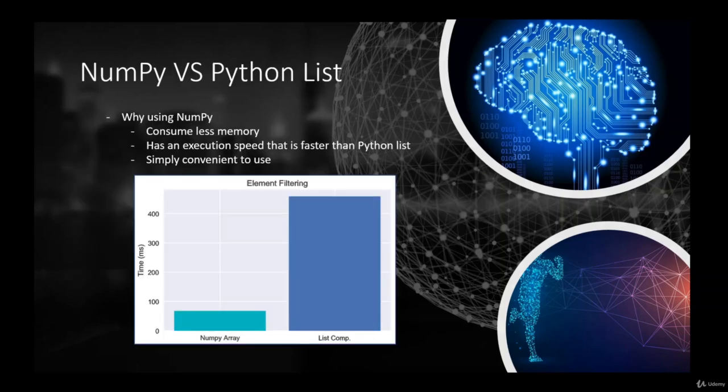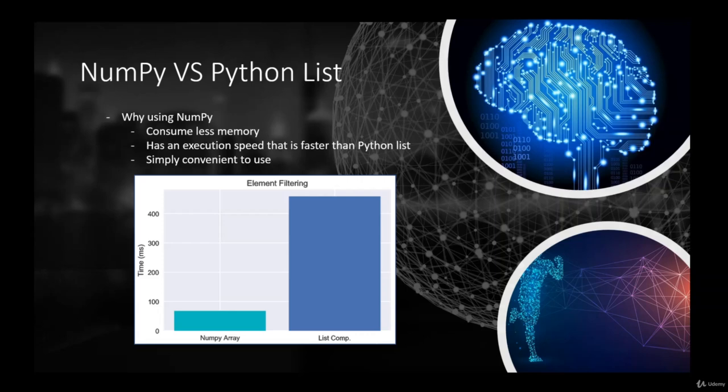All right, so finally, Numpy versus Python list. So as I said, Numpy is a Python library, and there are three main reasons why to use Numpy. The first one would be it will consume less memory since there are fewer operations to do. It will go way faster and it will consume way less memory. The second point is having an execution speed that is way faster than Python list.